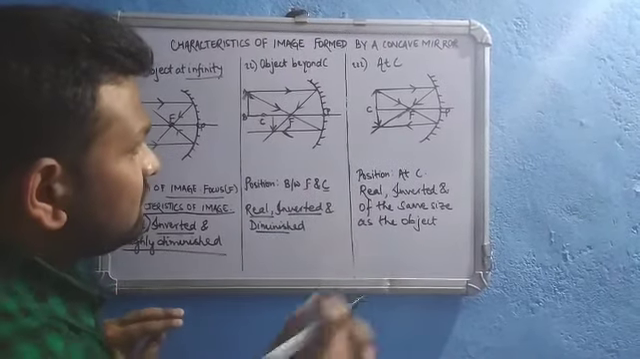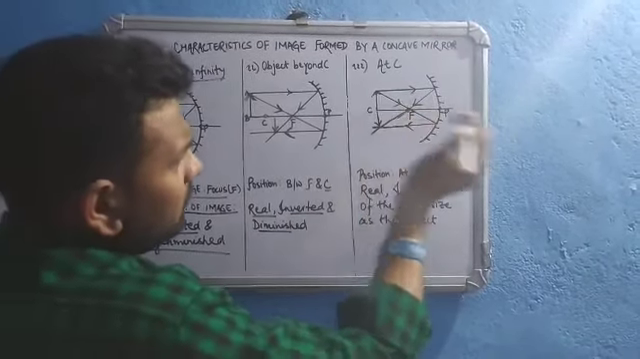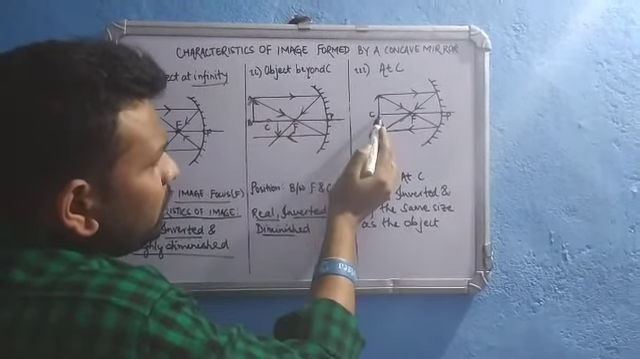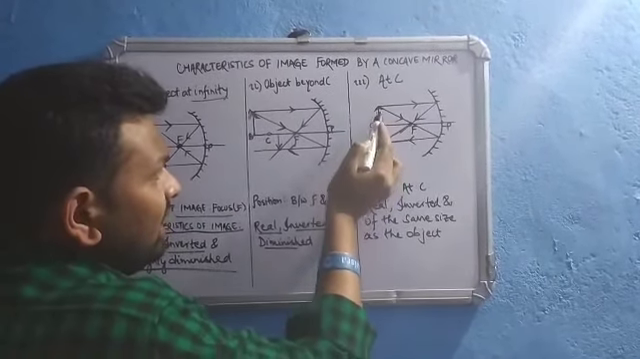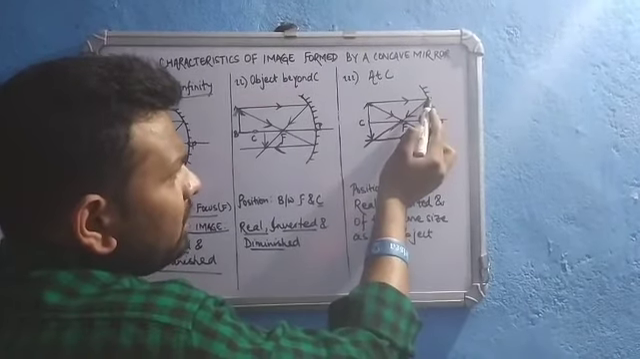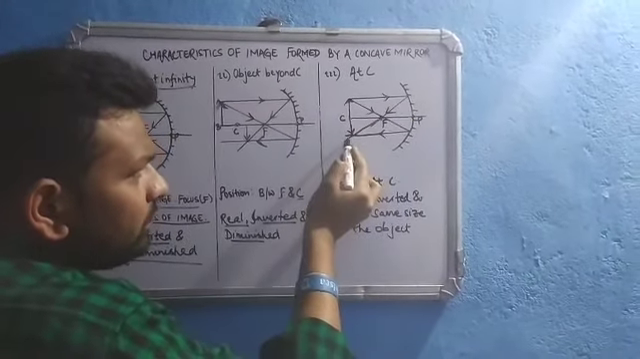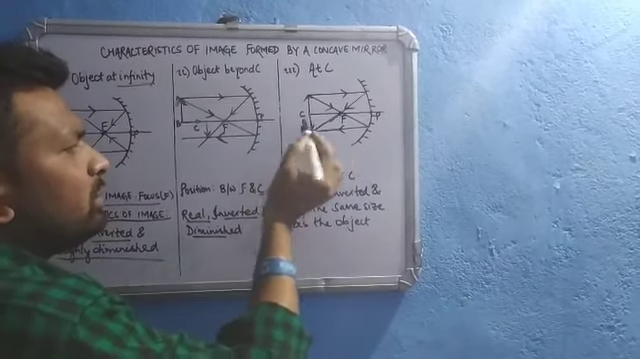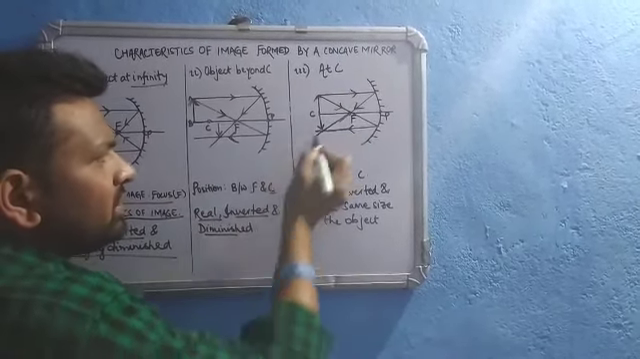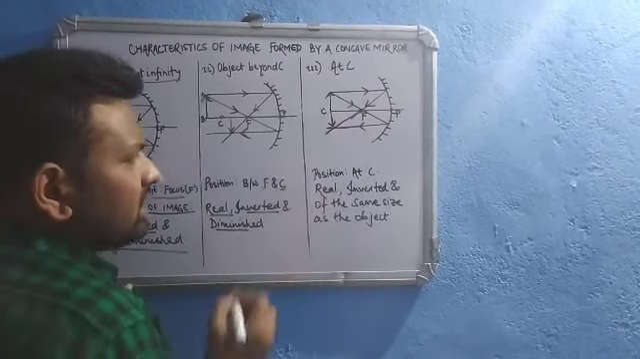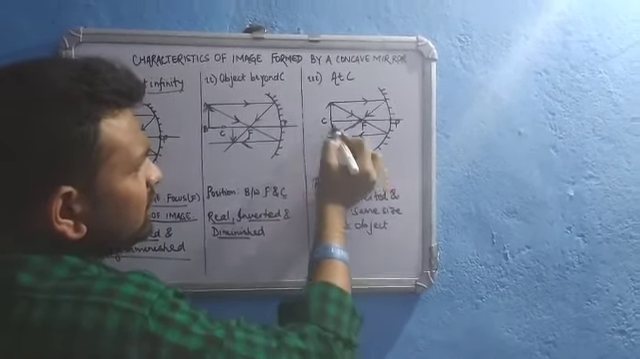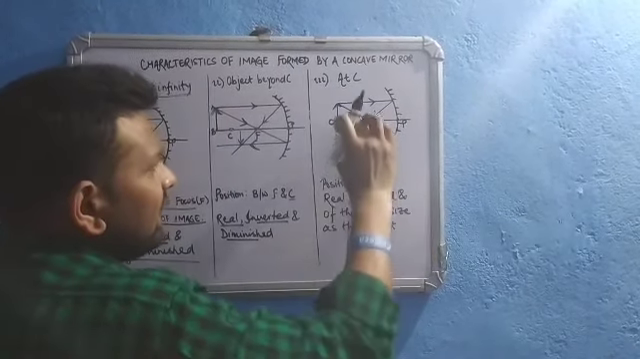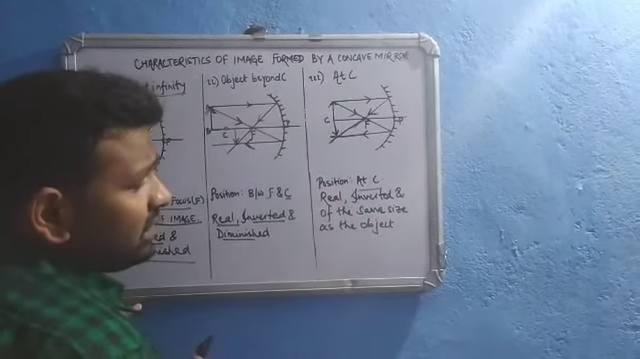Next, let's bring the object even closer. We have brought the object here at C. A ray of light parallel to the principal axis passes through the focus. A ray of light passing through the focus emerges parallel to the principal axis. This is the point of intersection, and here is where we get our image. The image is exactly at the center of curvature. The nature is real and inverted, and the size is exactly the same as that of the object.